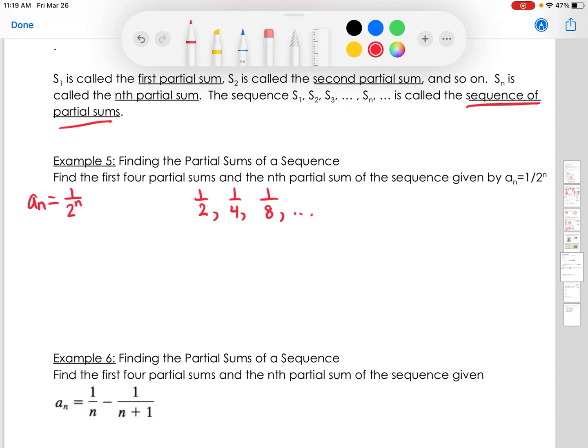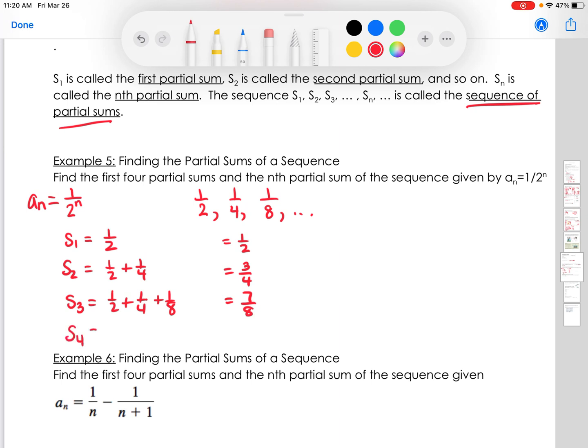Okay, so the first partial sum would just be the first term, so 1/2. The second partial sum should be 1/2 plus 1/4, so we're going to get 3/4. The third partial sum should be 1/2 and 1/4 and 1/8, so that's going to give us 7/8. The fourth partial sum, we have 1/2, 1/4, 1/8, and 1/16 as the next number. So that is going to give us 15 over 16.